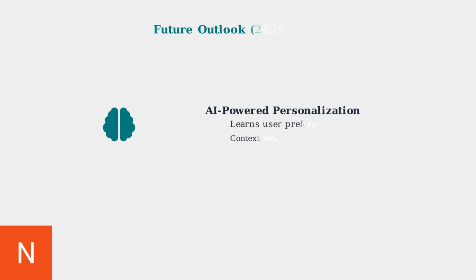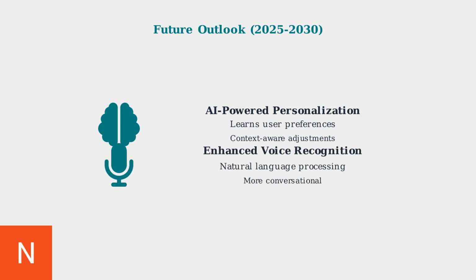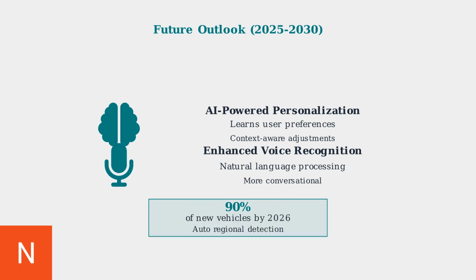Looking ahead to the future, automotive technology will become even more intelligent and personalized. The future of automotive temperature controls promises artificial intelligence that learns your preferences and automatically adjusts settings based on context and usage patterns. Enhanced voice recognition will understand more natural language, making interactions even more intuitive and conversational. By 2026, experts predict that 90% of new vehicles will support automatic regional temperature unit detection, eliminating the need for manual switching entirely.